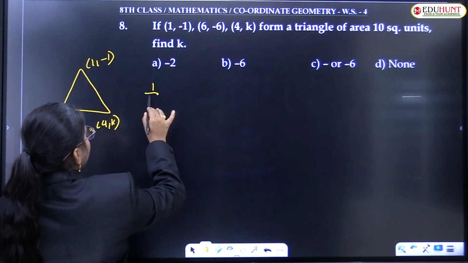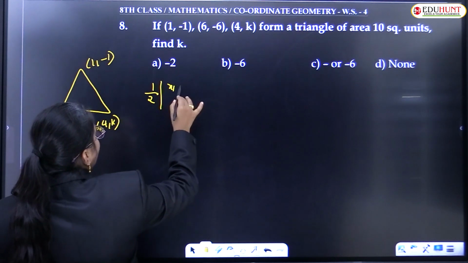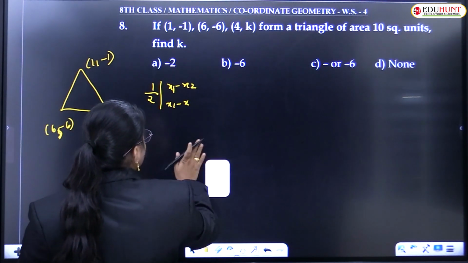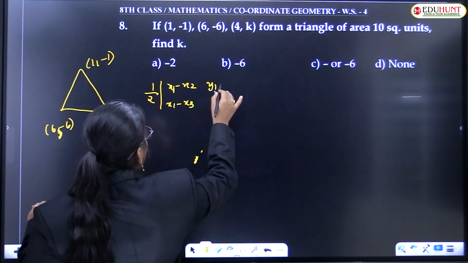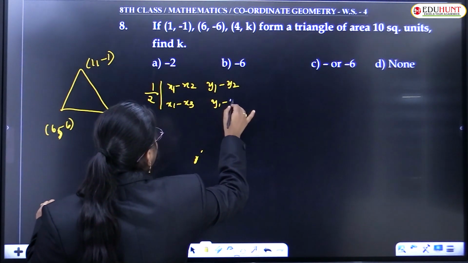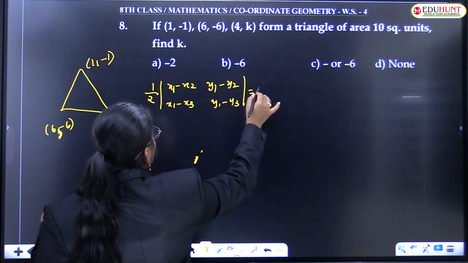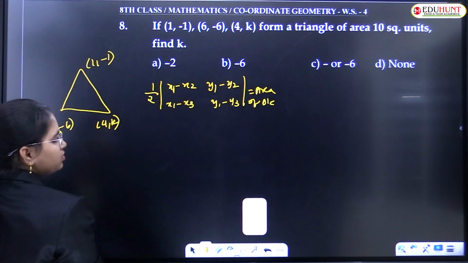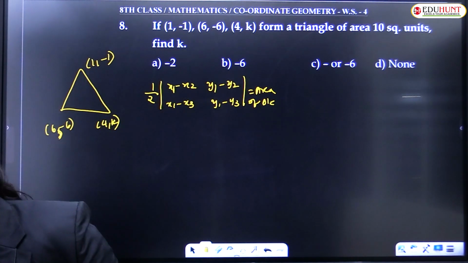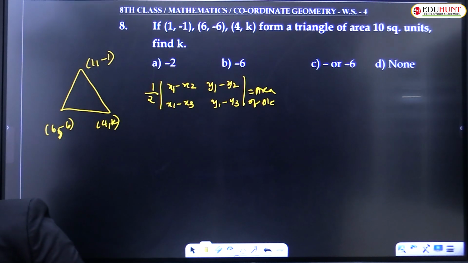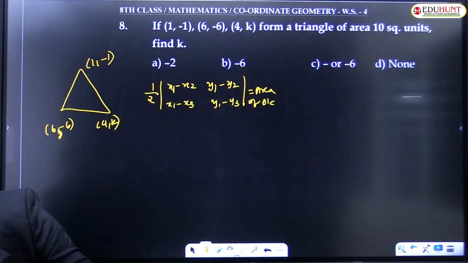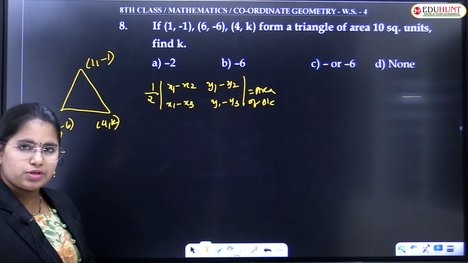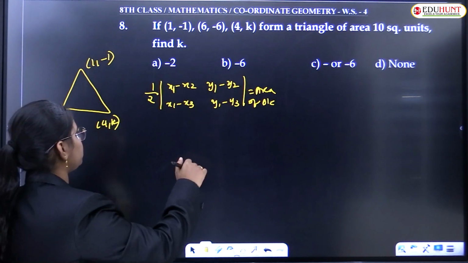So what is the area of triangle? You know about area of triangle, half x1 minus x2, x1 minus x3, y1 minus y2, y1 minus y3 is equal to how much? Which is area of triangle. This is the formula of area of triangle, right? So what you are going to do from this? Chalo. So we'll substitute all the values in the given question. Yes or no? So let's substitute all the values.